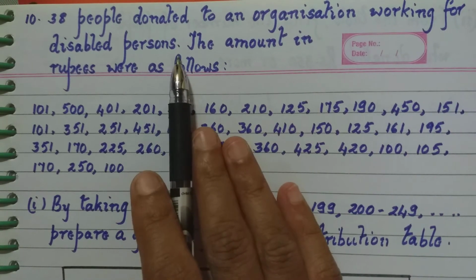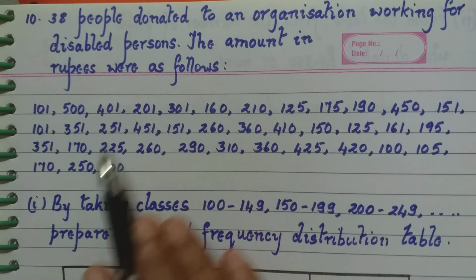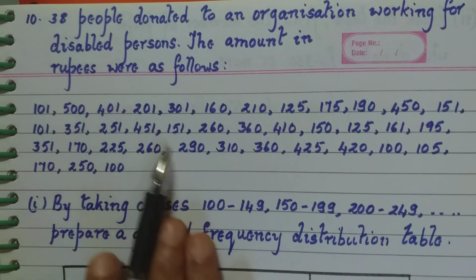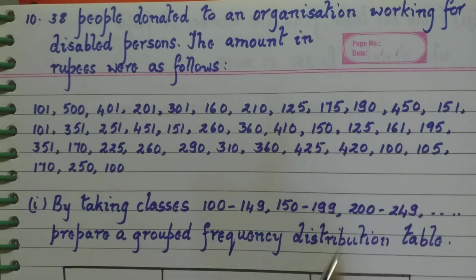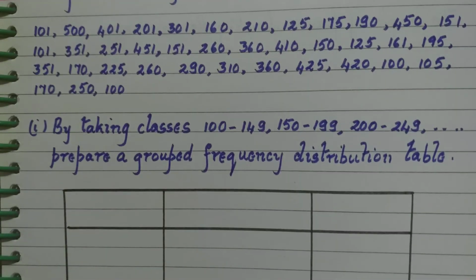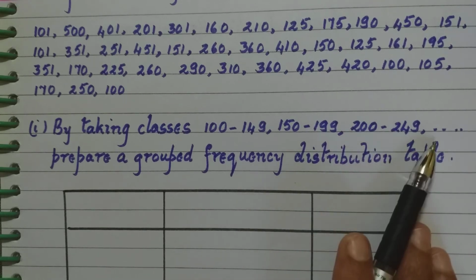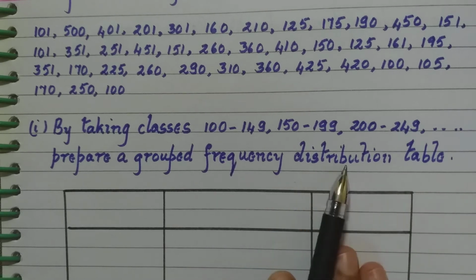10th question. 38 people donated to an organization working for disabled persons. The amount in rupees were as follows. This is the amount whom 38 people have donated to some organization. So this is the amounts they have donated. By taking classes 100 to 149, 150 to 199, 200 to 249, etc., prepare a grouped frequency distribution table.